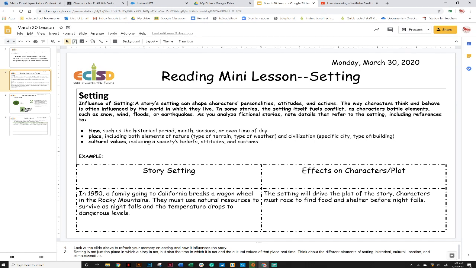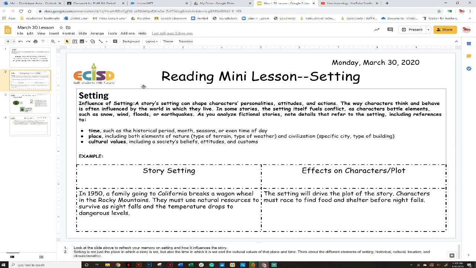So here on this side, on the effects on characters and plot, we would write: the setting will drive the plot of the story. Characters must race to find food and shelter before night falls. Again, because they're in the mountains, there are bears, there are wolves, there are adult deer who can hurt them. So the setting of the Rocky Mountains causes the characters to realize that they can't just be walking around and taking their time on anything. They have to hurry before these animals come out and they're even more in danger.